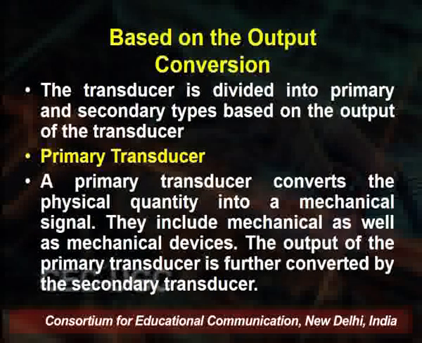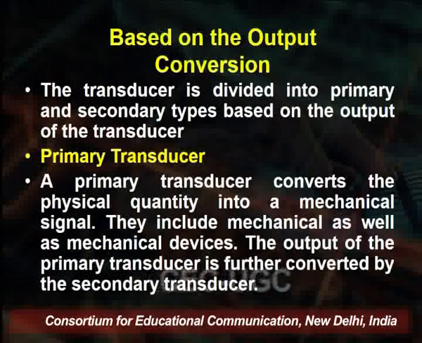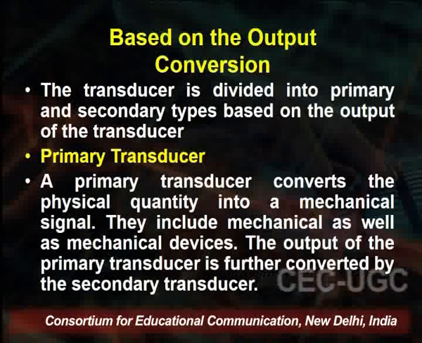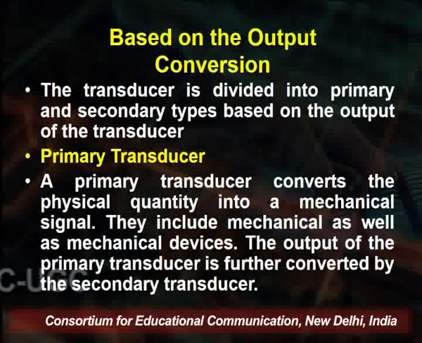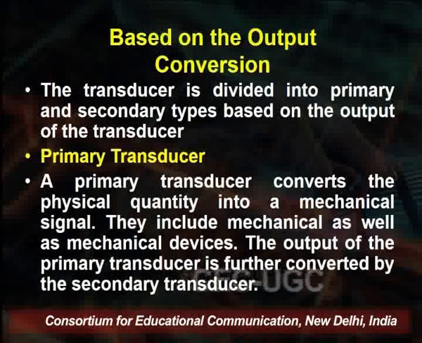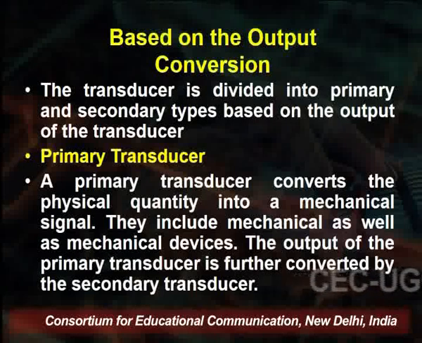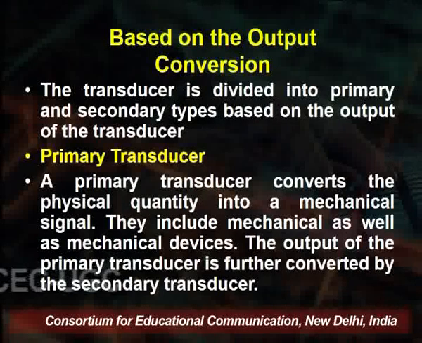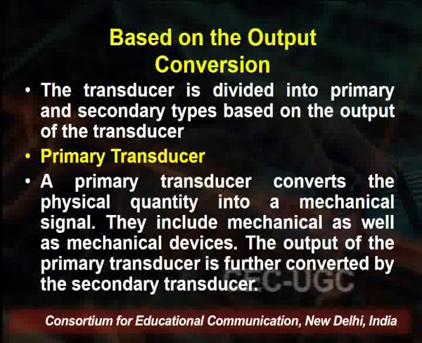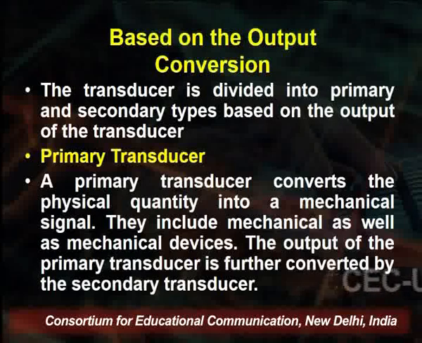Right, based upon the output conversion, we can divide the transducer into various types. Number one is the primary transducer. What are the primary transducers? That transducer which converts the physical quantity into a mechanical signal. Any physical quantity, temperature, pressure, can be converted into the mechanical signal.